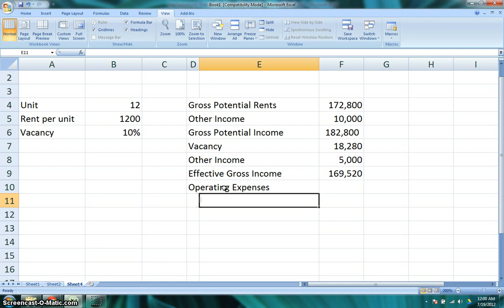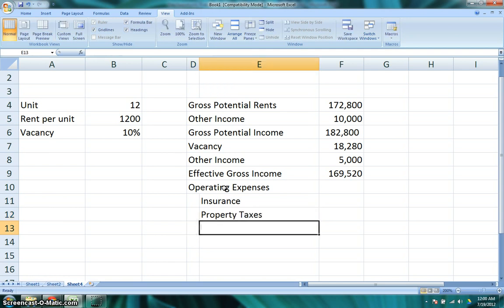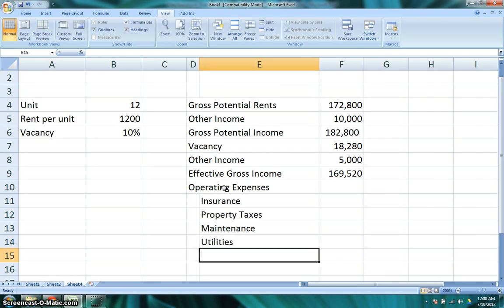Now we're going to go through our operating expenses. Big ones for a property are things like insurance, property taxes, maintenance, utilities. You could have other things like rent control fees. And also a big one too, if you decide to outsource the management of your property, you would have a property management fee.